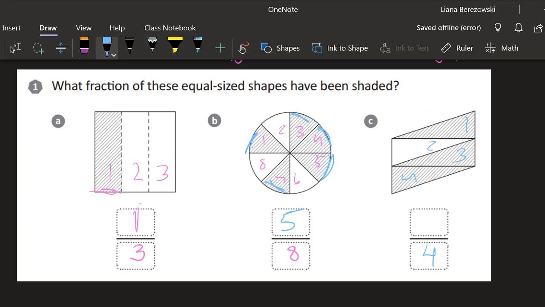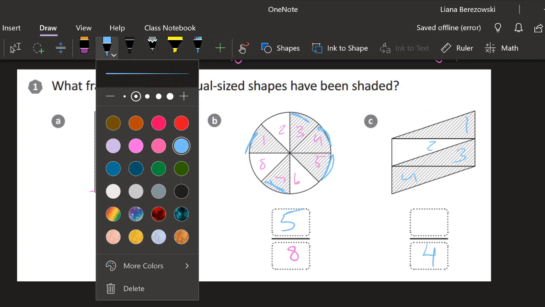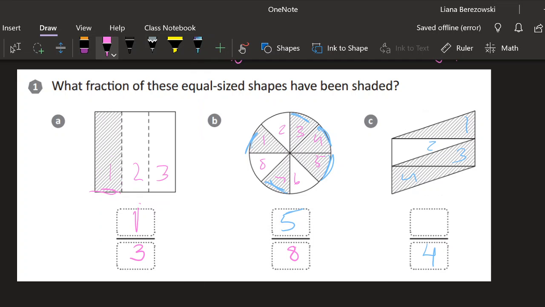Our numerator is represented by how many of those sections are shaded in. Okay, so now if we want to count how many of the sections are shaded in, we have 1, 2, 3. Okay, so 3 of our equally sized sections are shaded in, so 3 becomes our numerator, and that was a really ugly 3. Let me rewrite that. 3 becomes our numerator, so the fraction that represents this shape is 3/4.